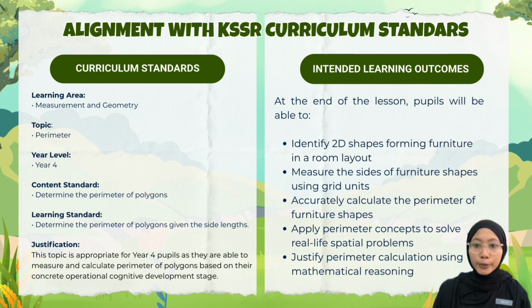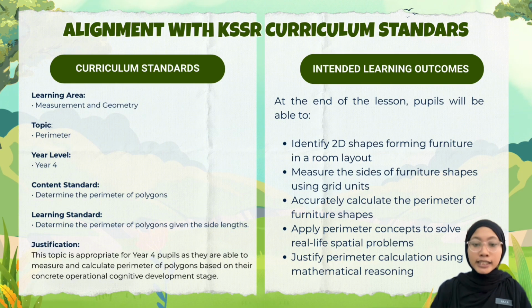This topic helps pupils understand how to determine the total boundary length of 2D shapes. Based on the content standard, pupils are required to determine the perimeter of polygons. In this lesson, pupils achieve this through measuring and adding the side lengths of furniture shapes. Based on the learning standard, pupils must determine the perimeter of polygons given the side lengths. This is achieved through the activity where pupils measure the furniture shapes using grid units before calculating the total perimeter.